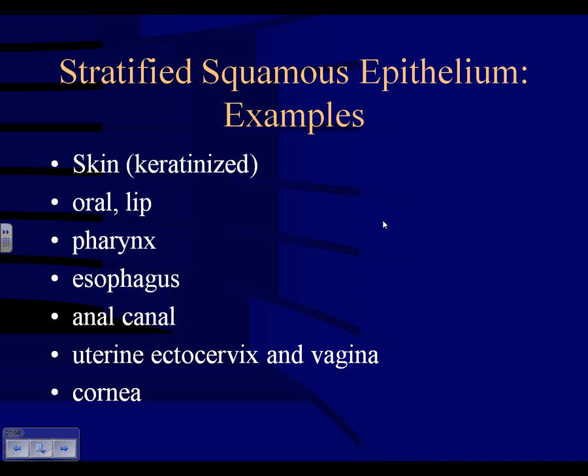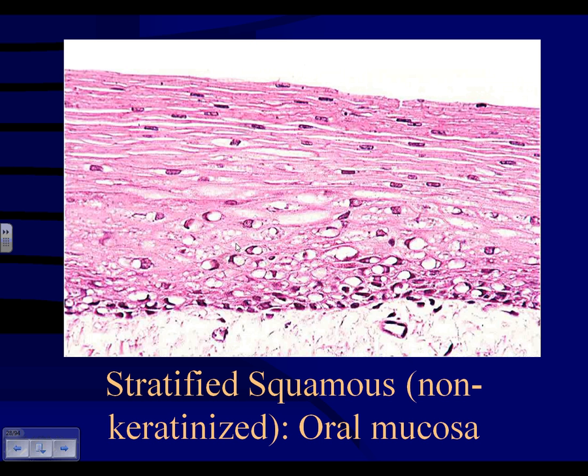Stratified squamous epithelium is the most abundant because it covers our entire skin surface. So you see it on the outer skin, in the mouth, in the pharynx, in the esophagus, anal canal, etc. And it looks like this.